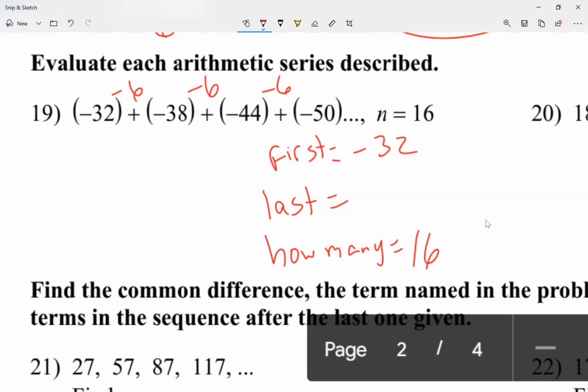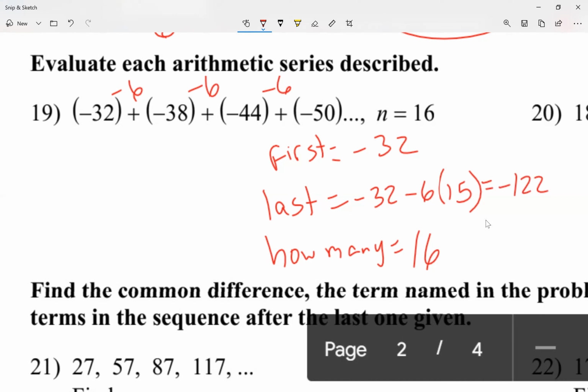I'm going to use the common difference to find the last number on my list. My first number is -32, and I'm going to subtract 6, the common difference, 15 times. I want the 16th number in the list, but I start using my common difference from the second number, so that's why I do it only 15 times. Remember, we use the formula n minus 1. So I happen to get that my last number is -122.